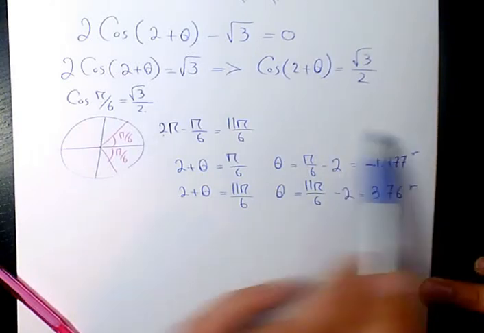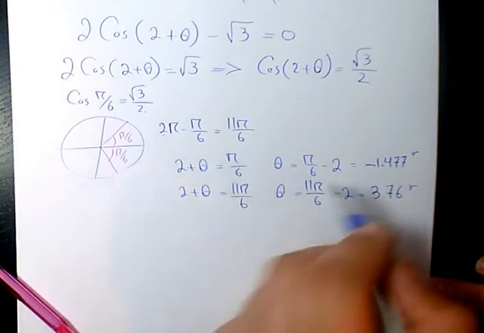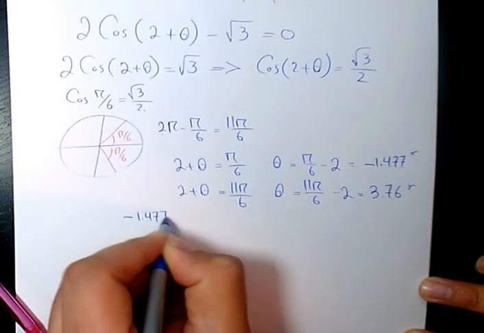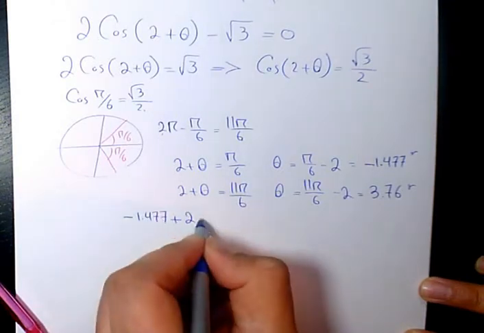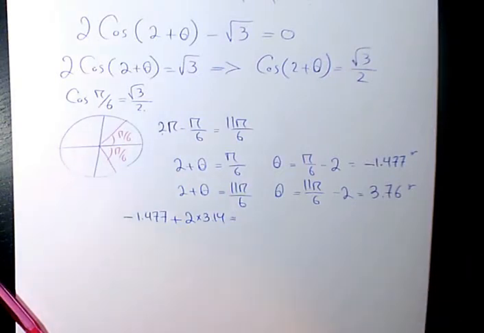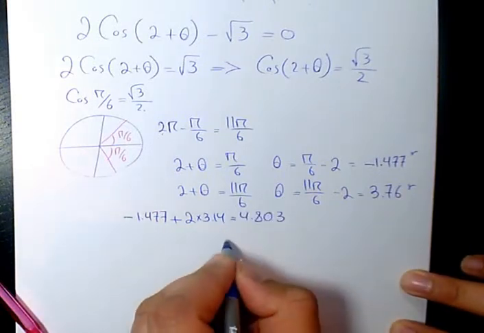So what should we do? We need to add another 2 pi to it. So we have negative 1.477 plus 2 pi, 2 times 3.14. So that will be negative 1.477 plus 6.28. That will be 4.803. So we have two answers.